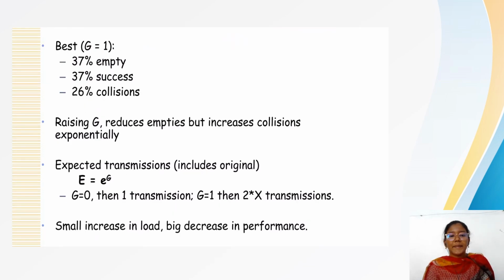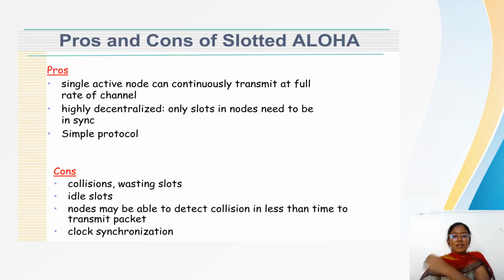Raising G reduces empty slots but increases collisions exponentially. The expected number of transmissions is E = e^G: where G = 0, there is 1 transmission, and where G = 1, there are 2.7 transmissions. A small increase in load causes a big decrease in performance.